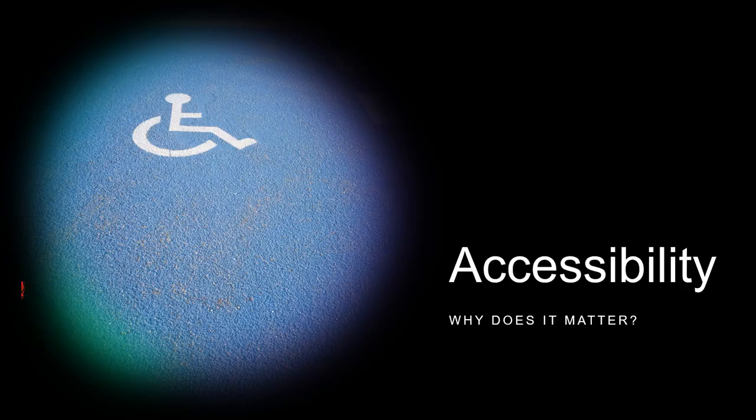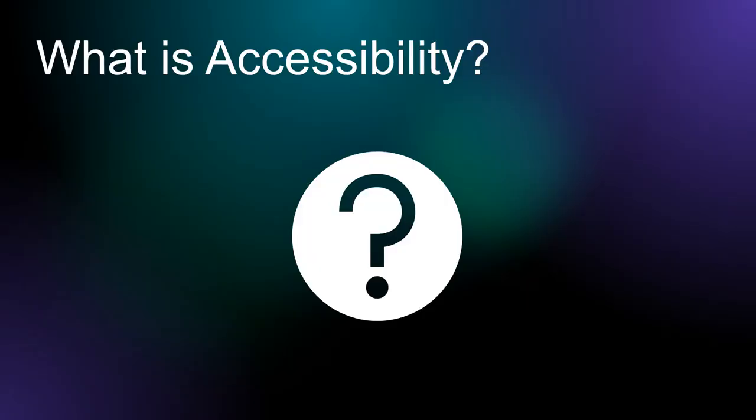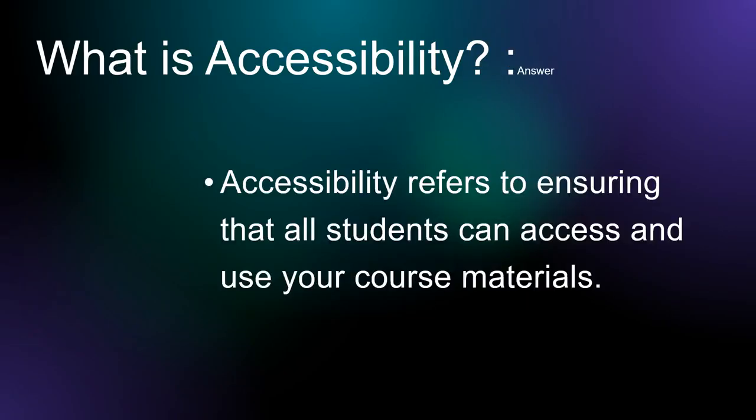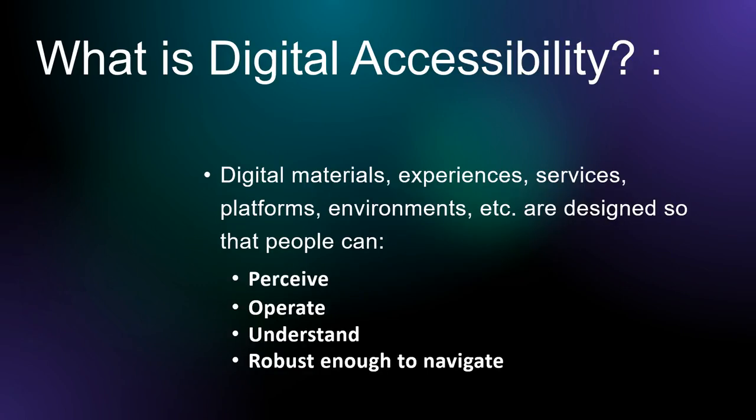Welcome to our introduction. Accessibility, why does it matter? Before we get into that, we have to start with the basics. What is accessibility? Accessibility refers to ensuring all students can access and use your course materials, something I'm sure everyone in this room wants right now. But this also means working on our digital accessibility.